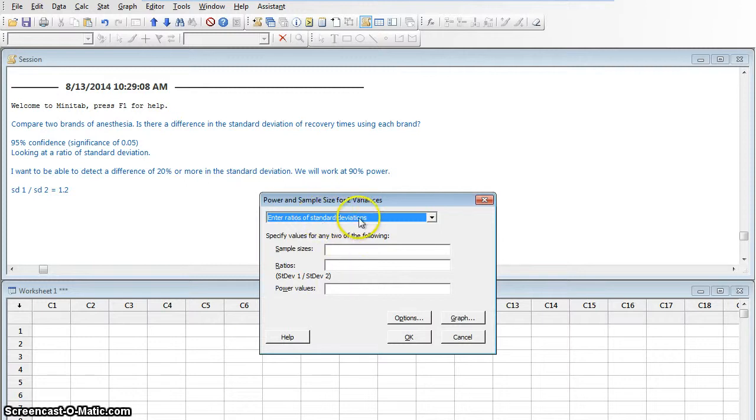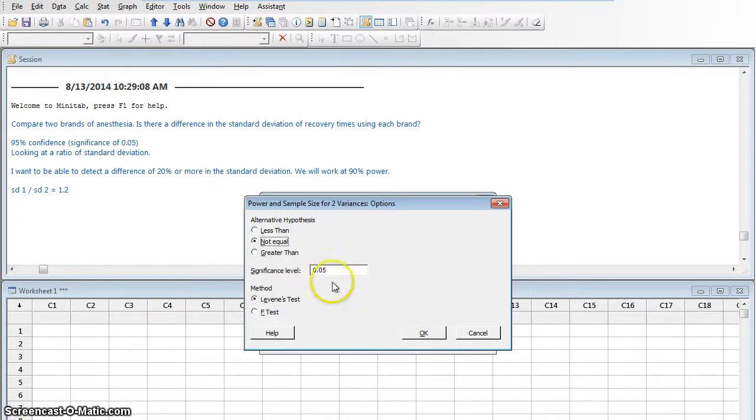I'm doing it as a ratio of standard deviations. I don't know the sample sizes, but I do know the ratio is going to be 1.2, as we just talked about. My power value is 90%. Let me put that in as 0.9. I'm going to click Options, and I have choices. My alternative hypothesis, not equal. I just wanted to know, is there a difference? Are they equal or are they not equal? So that's great. My significance level is 0.05.